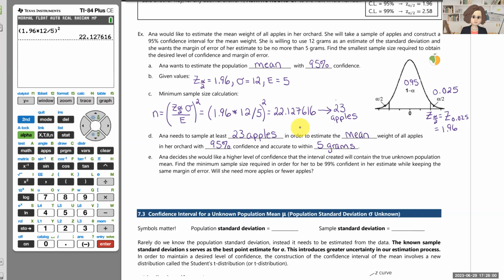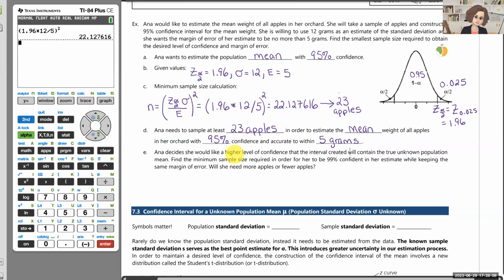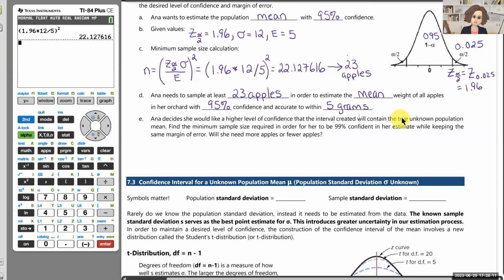All right. So the follow-up question here, it says Anna decides she would like to have a higher level of confidence that her interval will contain the actual true unknown population mean. So let's find the sample size she would need if she would rather be 99% confident that her estimate contains the mean while keeping the same margin of error. So rather than 95% confident, she wants to be more confident. So to be more confident, she's going to need more data, and we'll see that play out here.